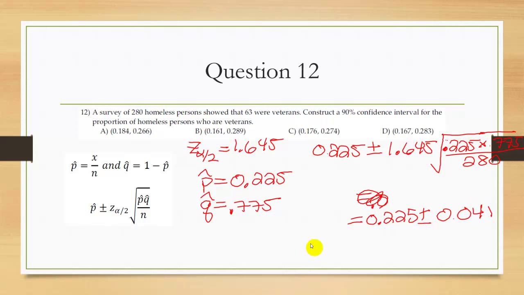Okay, so let's see, 0.225 minus 0.041 gives me 0.184. 0.225 plus 0.041 gives me 0.266. So that's my answer. Let's see if I can find it. That's option A.